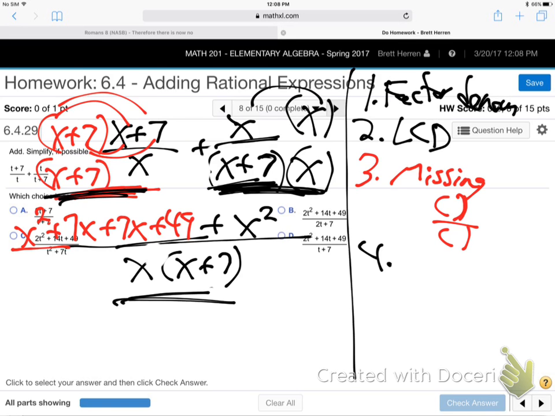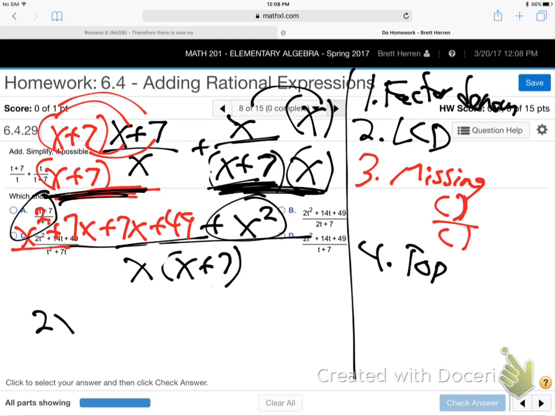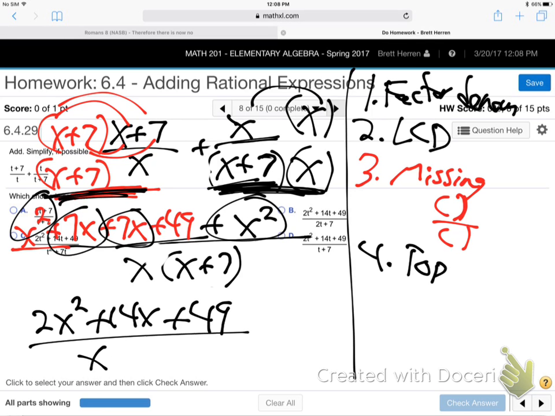Finally, step four is just finish up the top. What needs to be done on the top? x squared and x squared is 2x squared, 7x and 7x is 14x, plus 49 over x times x plus 7. And that's it. I'm not going to even think about trying to factor that top. No way. That's just it.